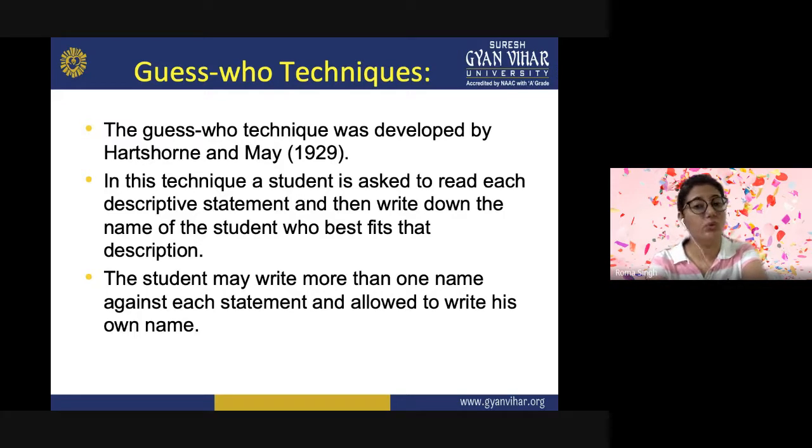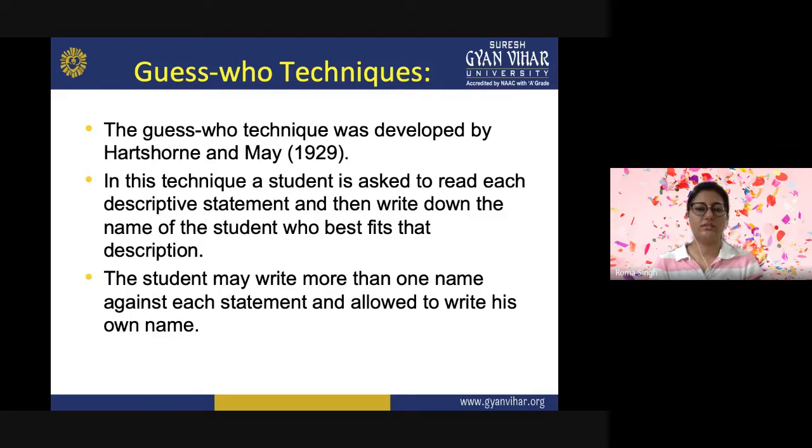Then there is the guess who technique, and the guess who technique was developed by Hartshorne and May in 1929. In this technique, a student is asked to read each descriptive statement and then write down the name of the student who best fits that description. So this kind of game we play in class also, but this can be a very good technique for finding out the social relations in a group.